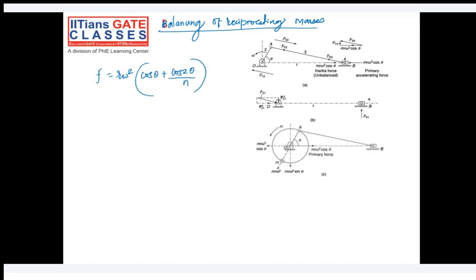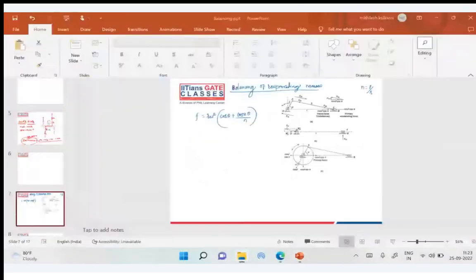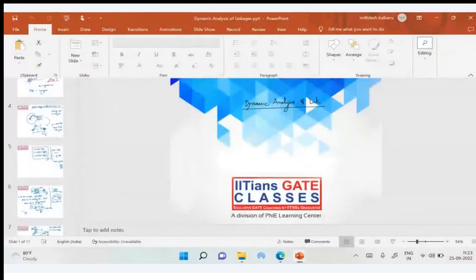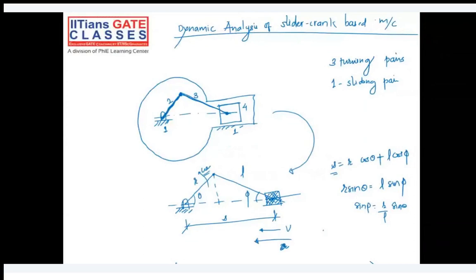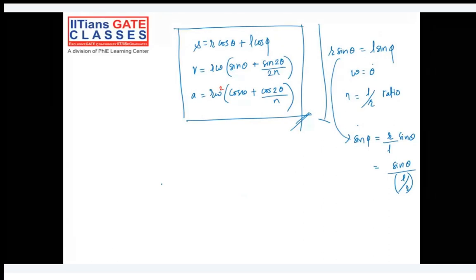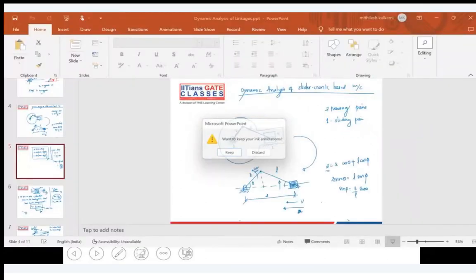Let me just show you that slide so you can correlate. Here this is the S. And here write down this as mr a is equal to alpha, that is acceleration, is equal to r omega square, cos of theta plus cos of 2 theta divided by n, where n is equal to the L by R ratio. So the same formula I am using here now.